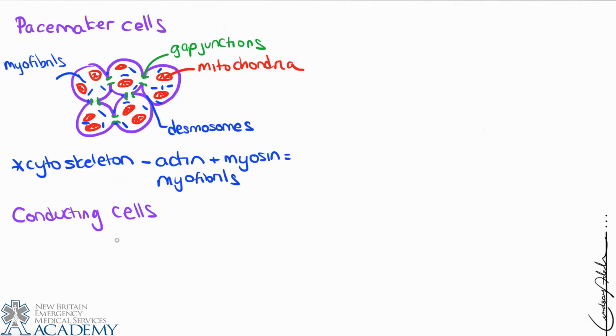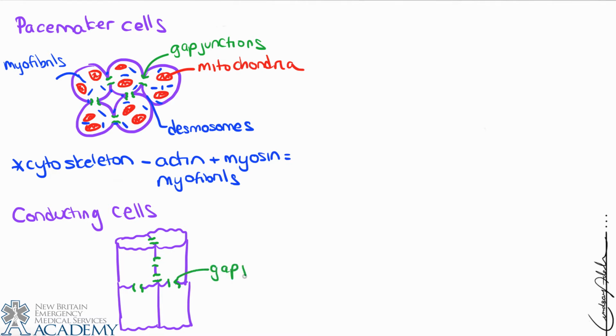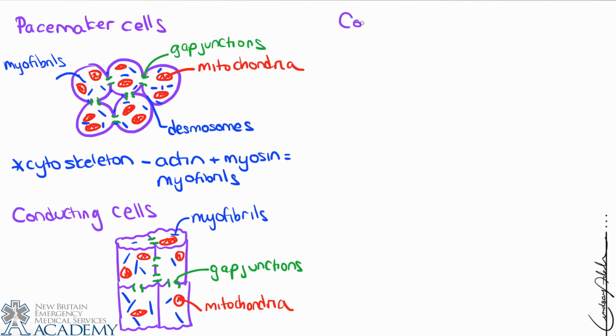The next type of cell that we want to discuss is the conducting cell, and the conducting cells are more cylindrical in structure. They are a little bit on a wider side compared to the contracting cells, and they have some of the same important structures. So gap junctions, again, allow for the exchange of ions between cells. There's abundant mitochondria, and there is an array of myofibrils, but again, not necessarily in an organized fashion. And then lastly, the contracting cells.